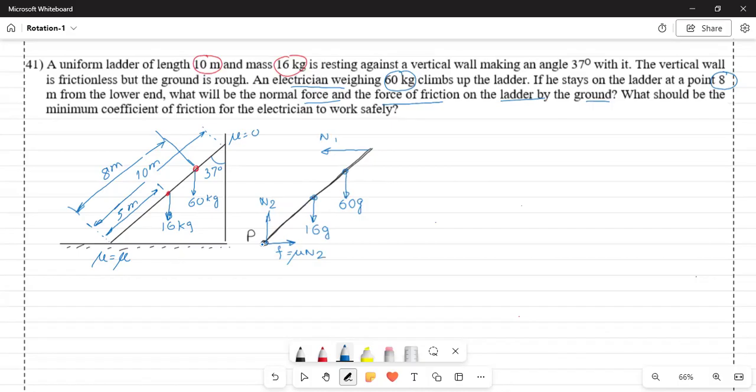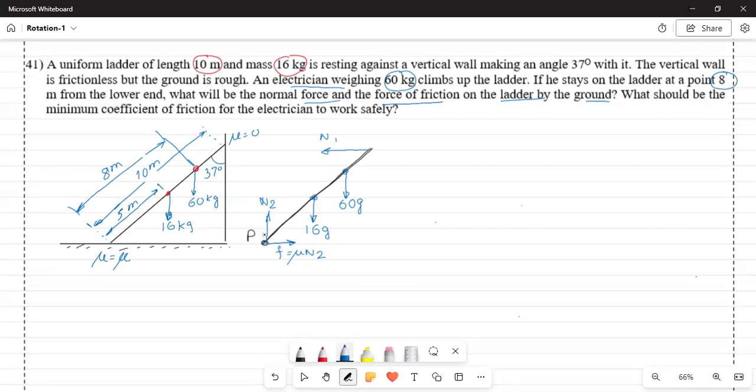So let me tell you, whenever you have to solve this kind of problem, you can consider the pivot anywhere. If you consider the pivot anywhere, the result will be the same after doing the arithmetic. But you should choose the pivot in such a way that it is convenient for you to work with. Since I have taken P as the pivot, the effect of F and N2 is cancelled because both of them pass through the point P.